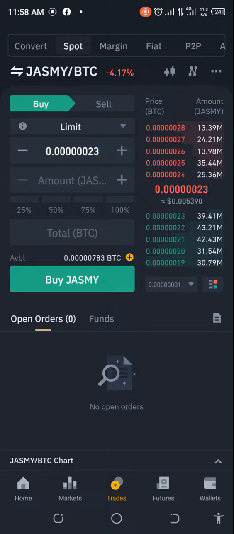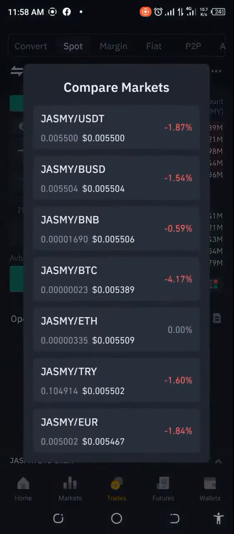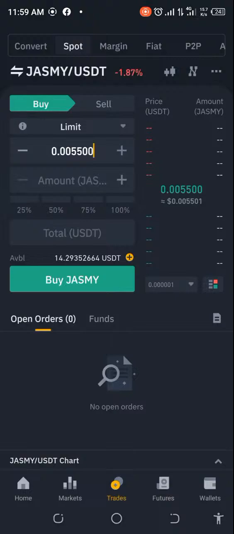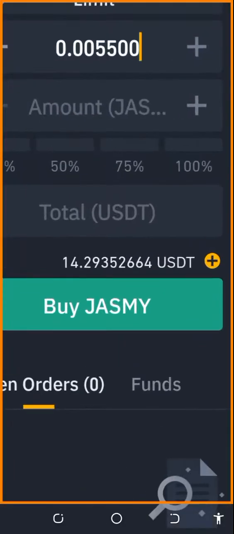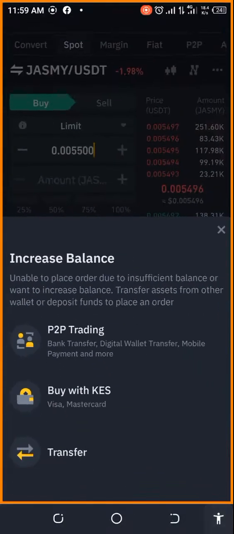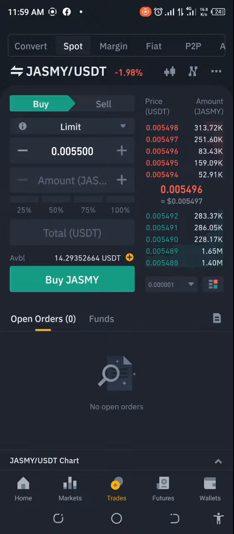Don't forget what we have. Let me go back to showing you what we have currently. Let me go back to Jasmine USDT so that you will see. What we have is 14.2935 USDT. That's what we have here. So I'm just going to use that to simulate.